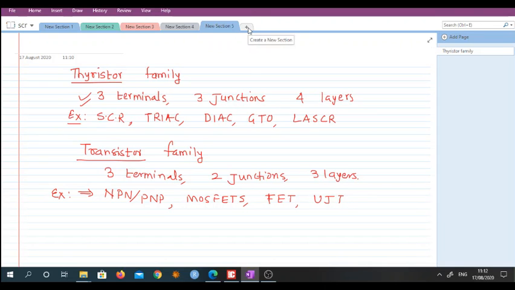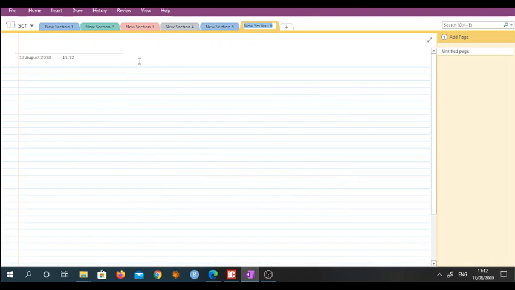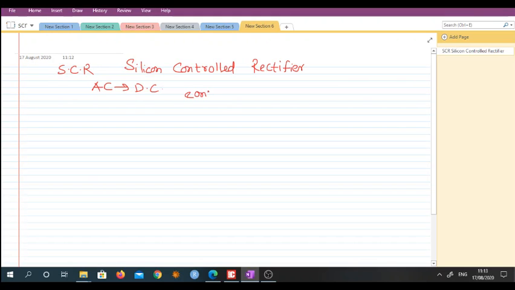In today's class, we will discuss the silicon controlled rectifier, that is SCR. Mainly this device is used for AC to DC conversion. AC to DC conversion is an important application of this device.